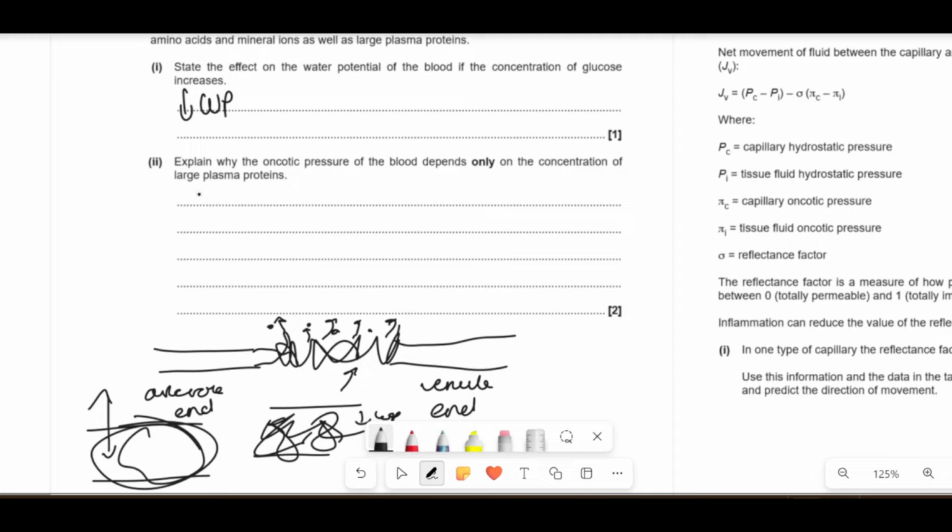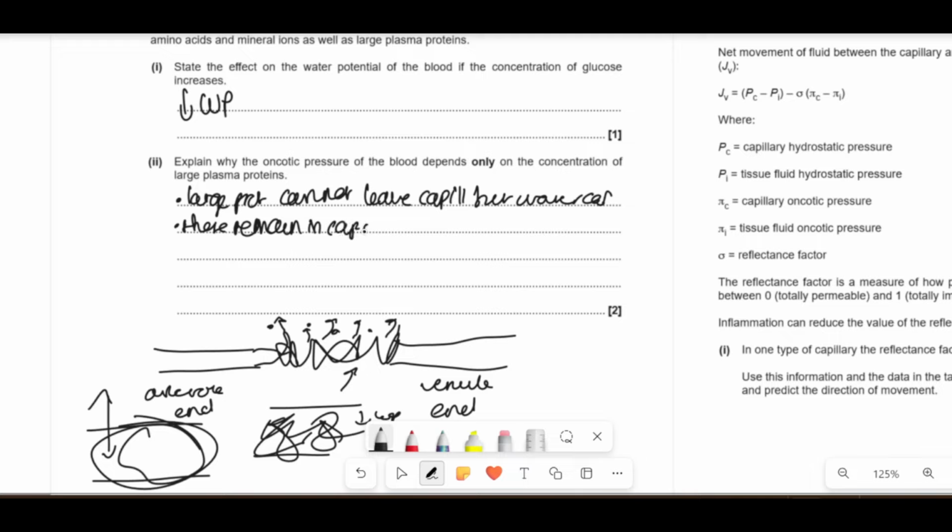Explain why it only depends on these large plasma proteins. These large proteins cannot leave the capillaries, but water can. So these remain in the capillaries when water leaves, and that drops the water potential, and that's what gives you something called oncotic pressure, meaning that the water potential is lower here, so water has a tendency to move back in again because of those proteins.